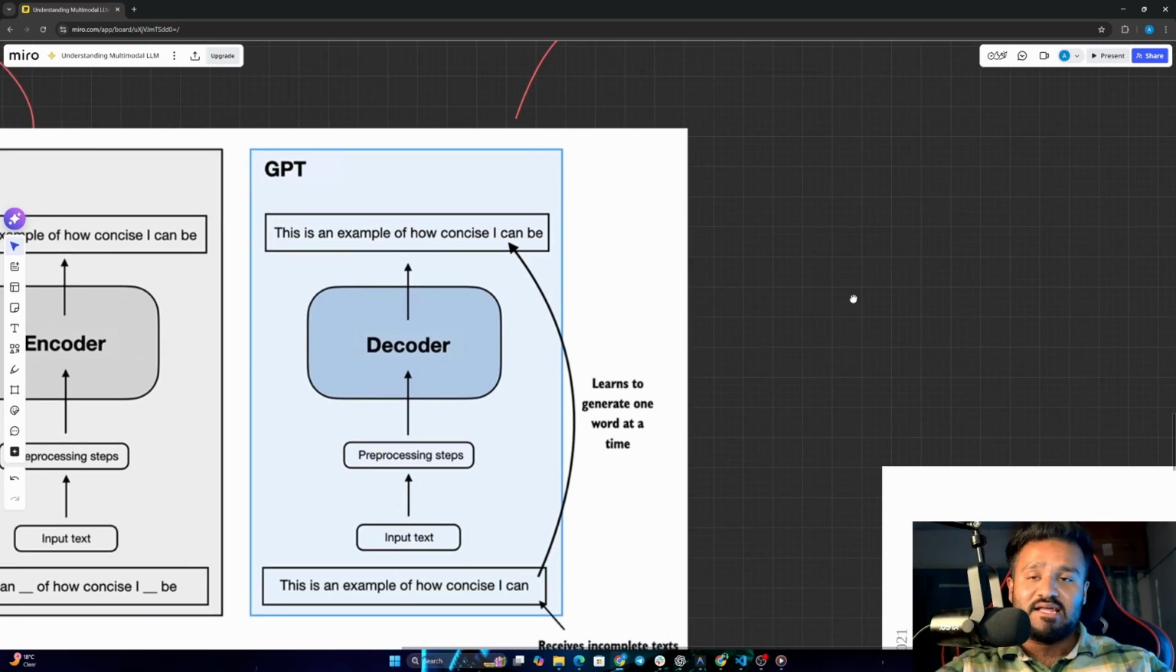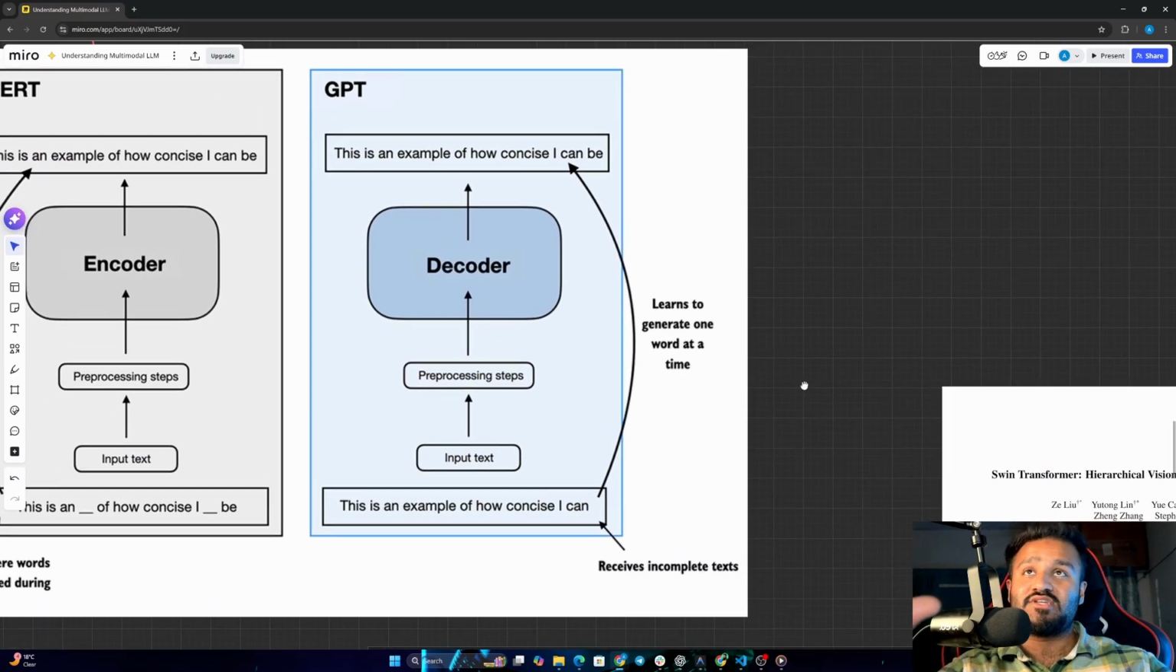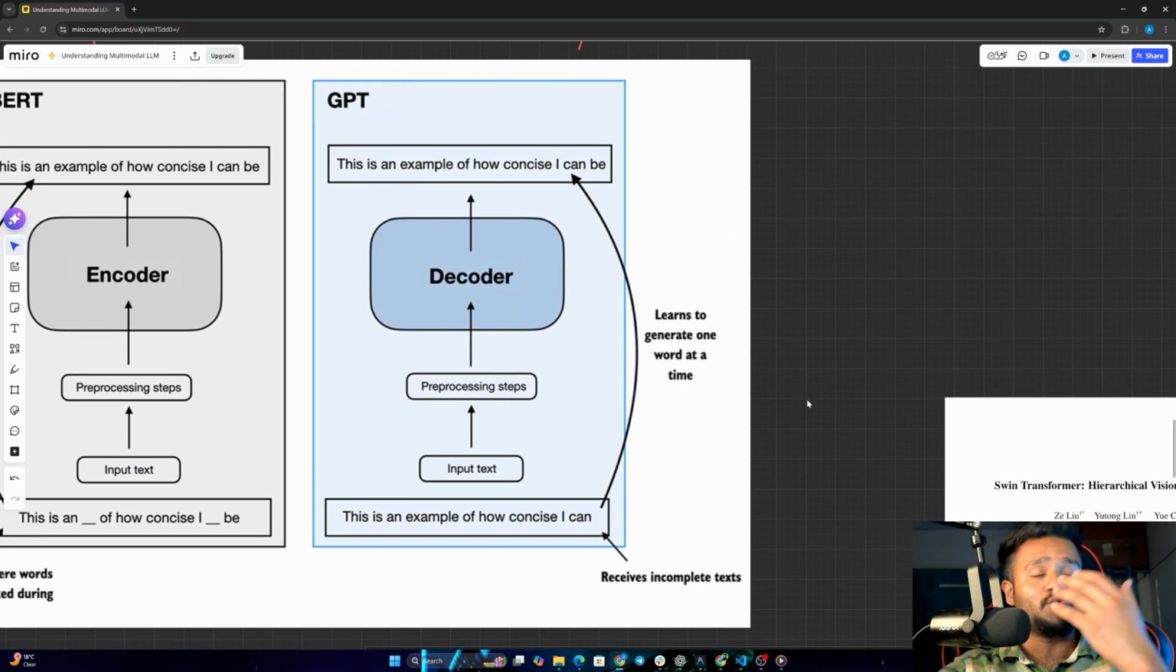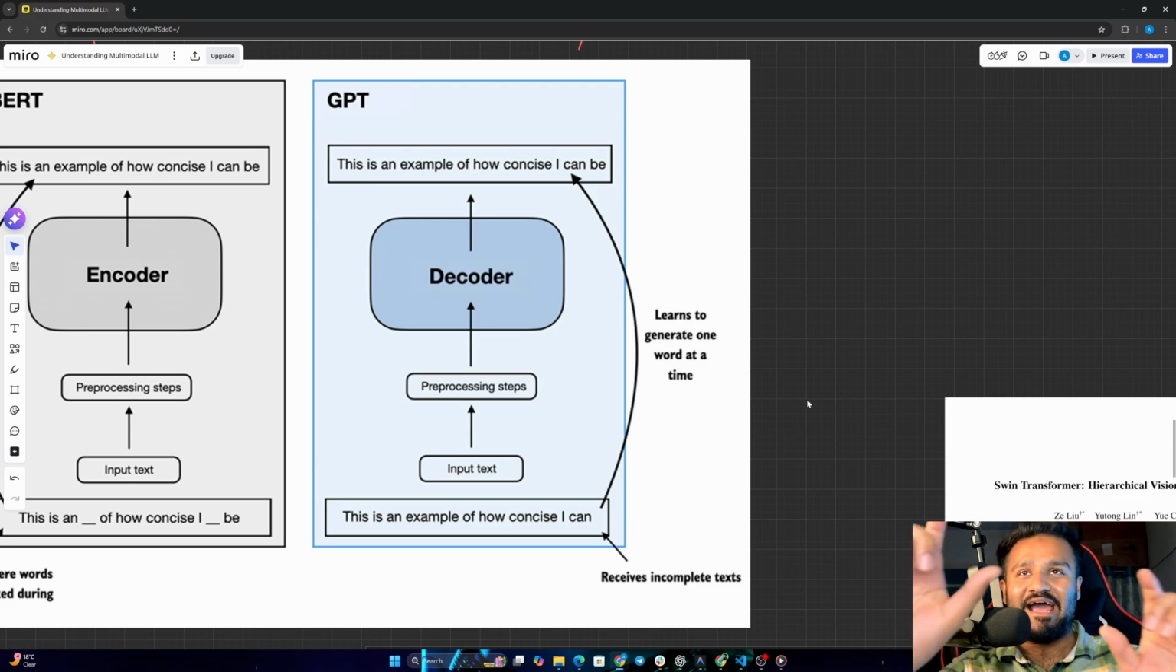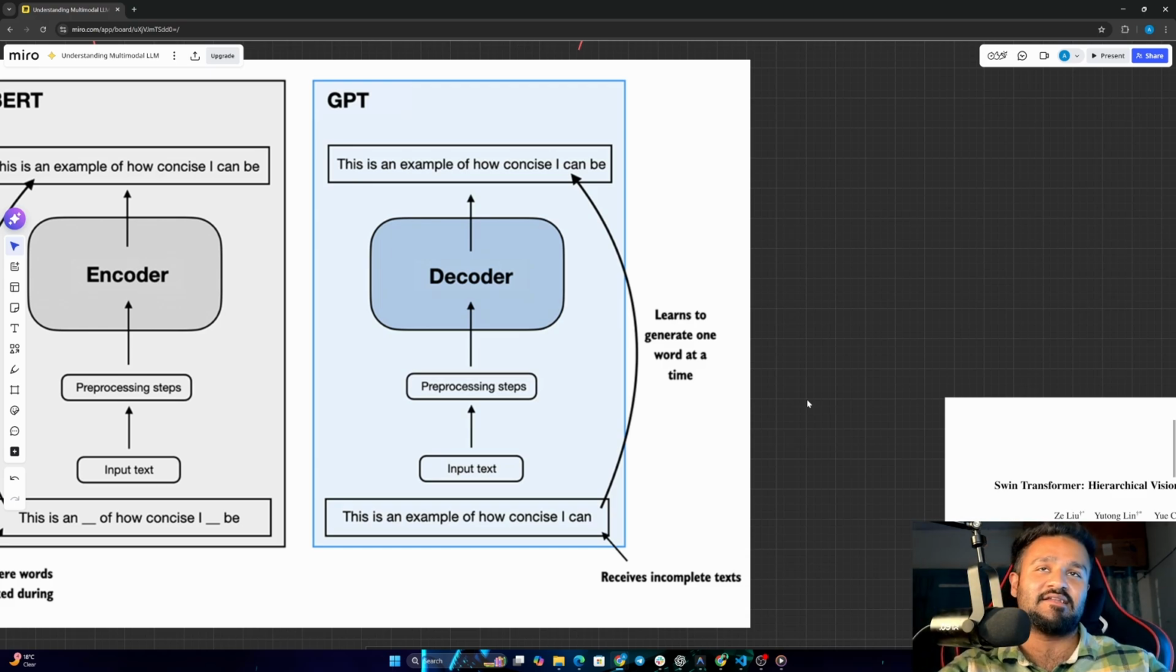This is how GPT is able to generate the next word. Basically it is a generative model, so it generates the next word, as it is written in its name as well: Generative Pre-trained Transformer.